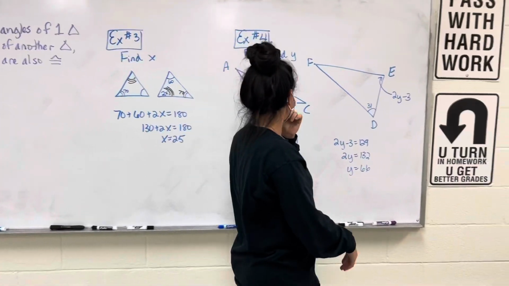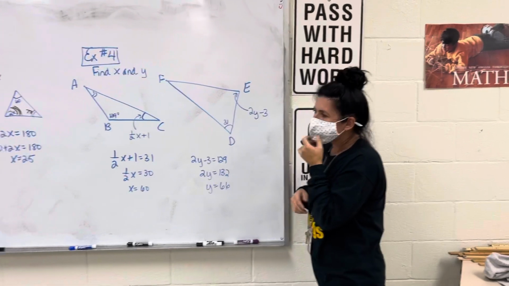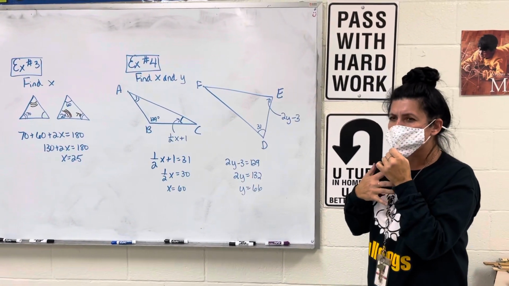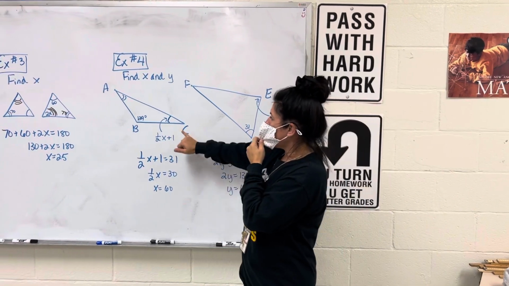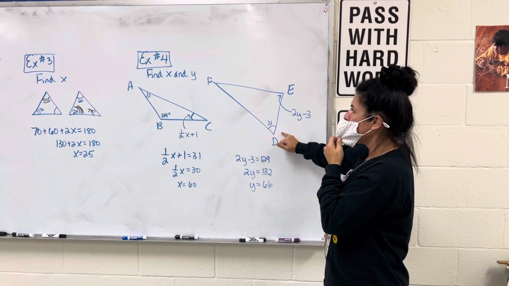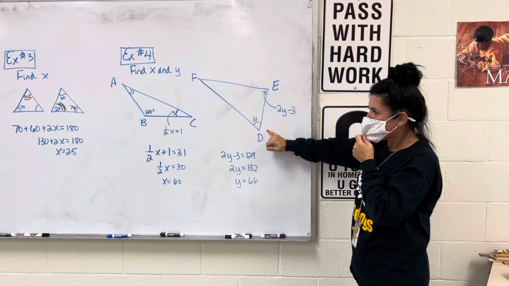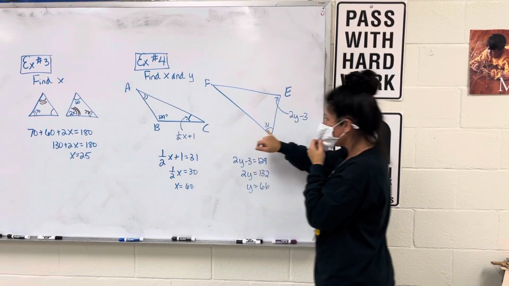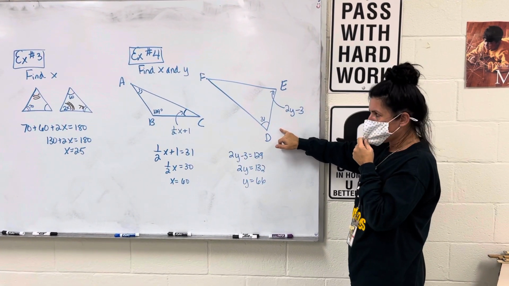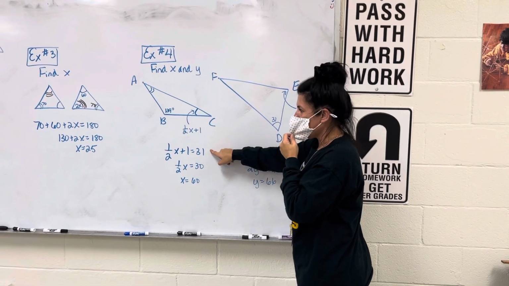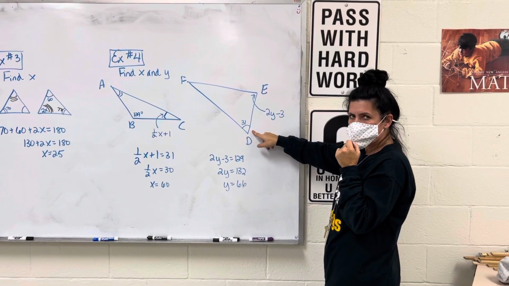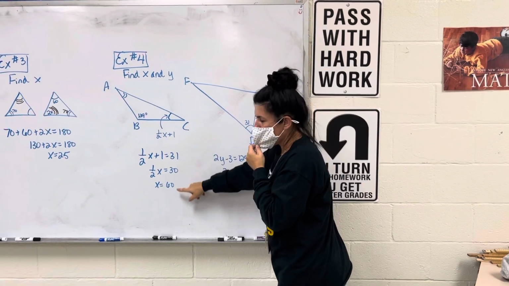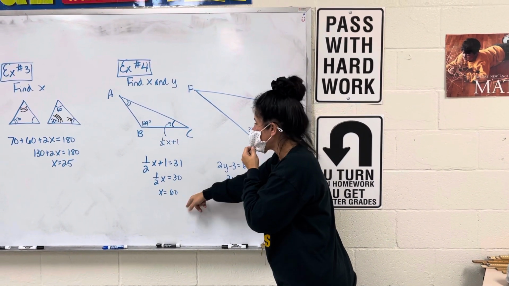One more example. It says find x and y. We have to figure out what lines up so that we can figure out our equation. So if you look, angle C and angle D, I know that my picture doesn't reflect this, but angles C and D have the same markings, so those are congruent. That's where this equation came from. 1/2 x plus 1 equals 31. The markings say they're congruent. Set up our equation and solve it, and x is 60.